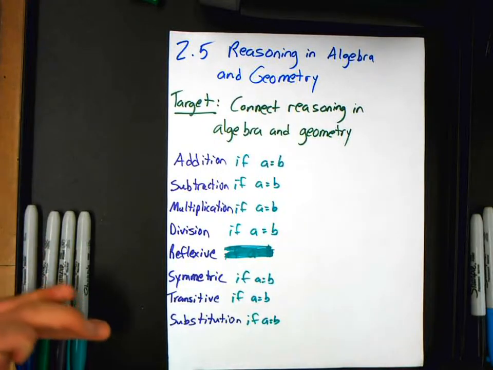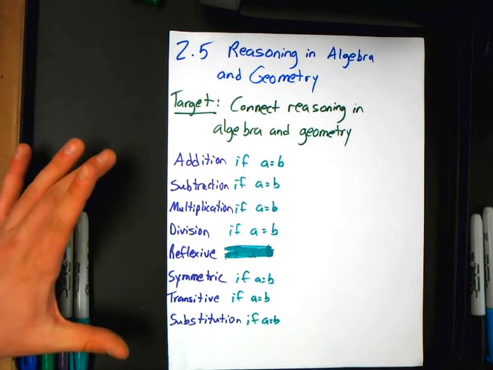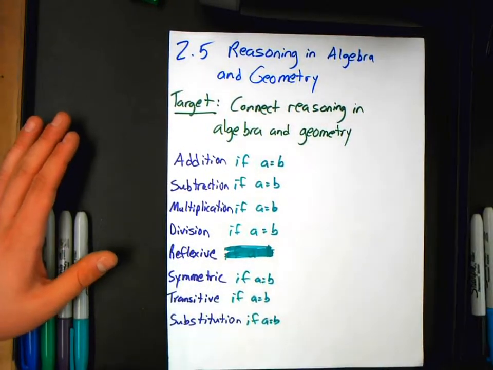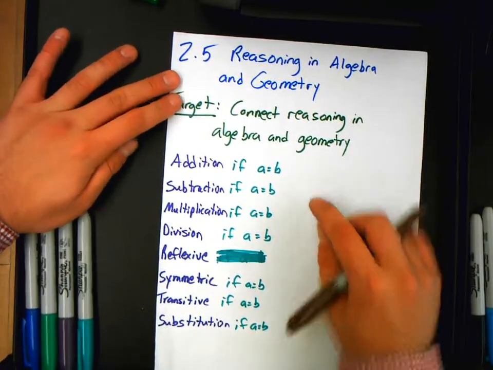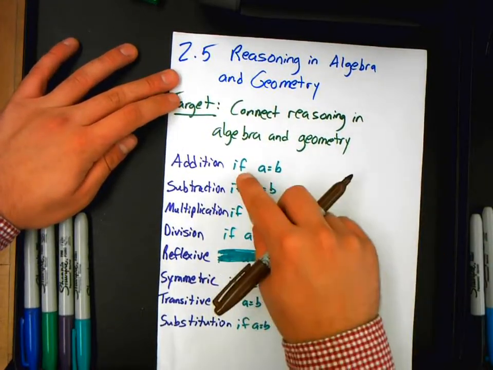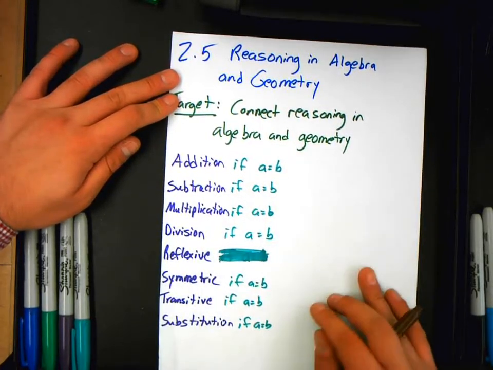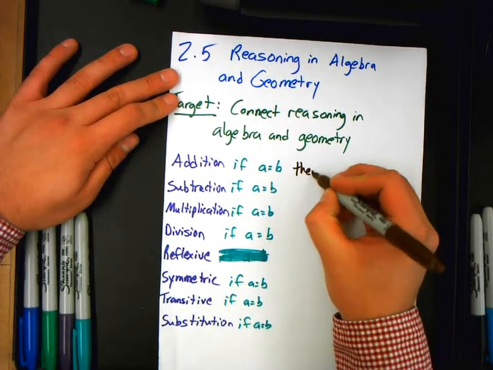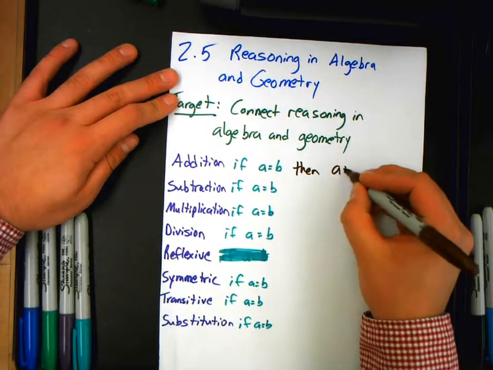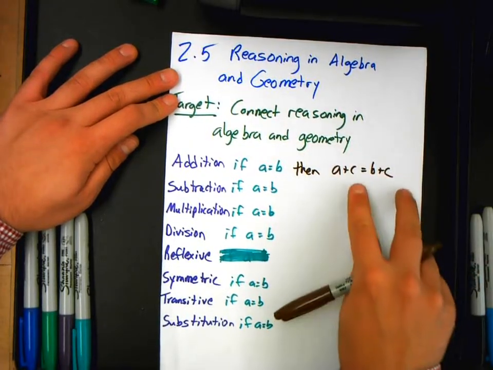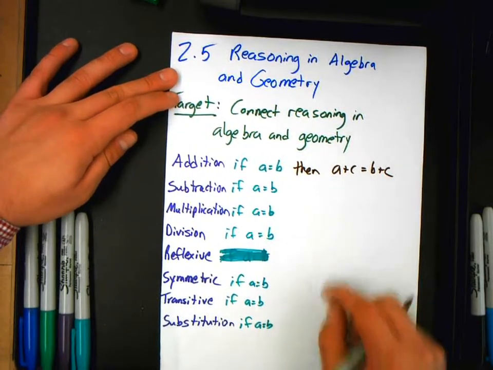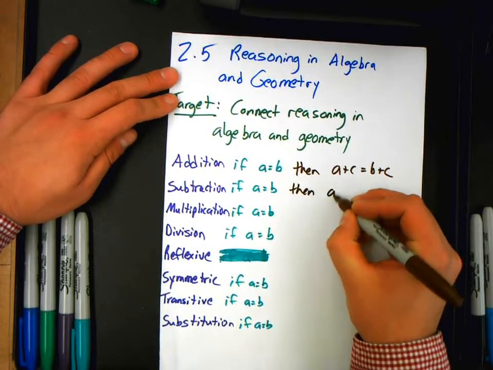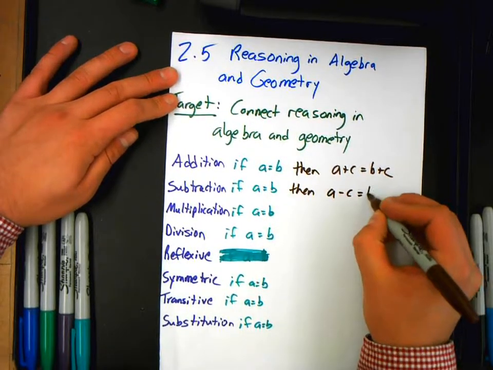So what I have written down here is a list of certain properties that can be applied specifically to algebra, and they will also be converted into geometry. In all of these cases except reflexive, we have the beginning of our hypothesis as if A equals B, or if one number is equal to another number. So if we're looking at addition, and our hypothesis is if A equals B, then by addition we can say that A plus C is equal to B plus C. We are adding the same number C onto both sides of the equation, and this still holds true. Same thing can happen with subtraction, except instead of plus C, we are subtracting C on both sides.